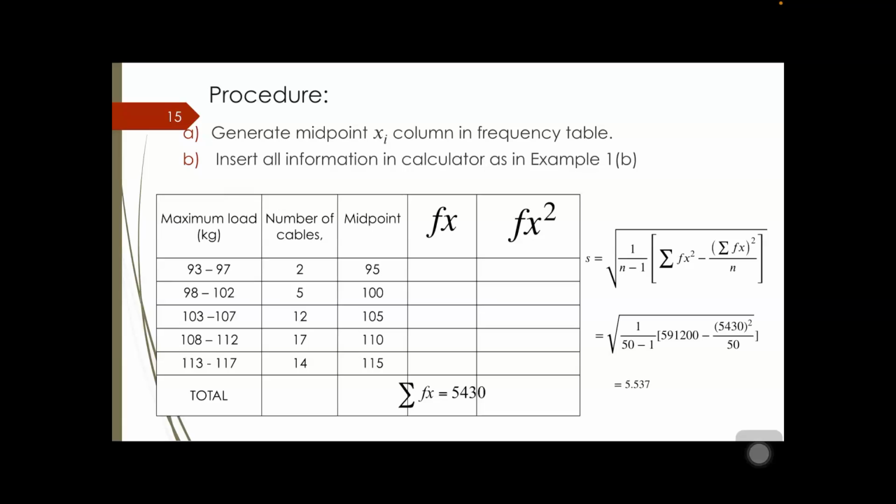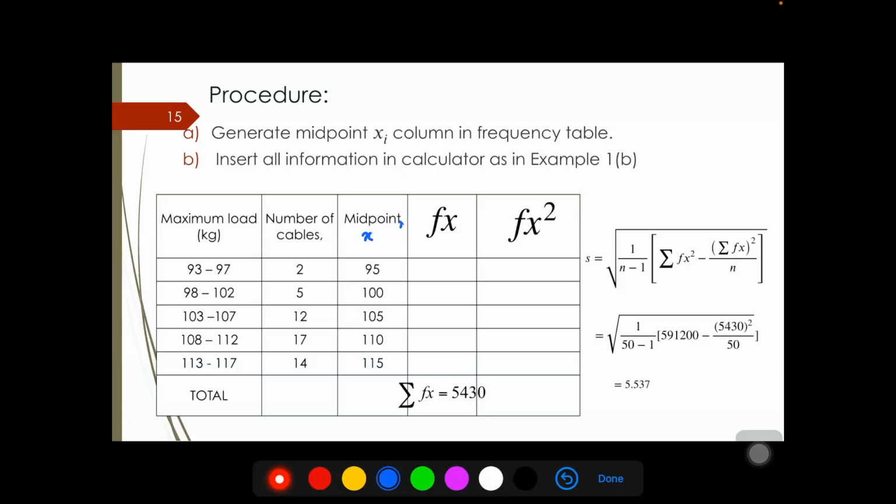When you have that kind of information, you need to generate a midpoint column. Our midpoint is represented by X. So how are you going to find your midpoint? The same concept you use when you want to find your mean. The midpoint equals the lower boundary plus the upper boundary, divided by 2.